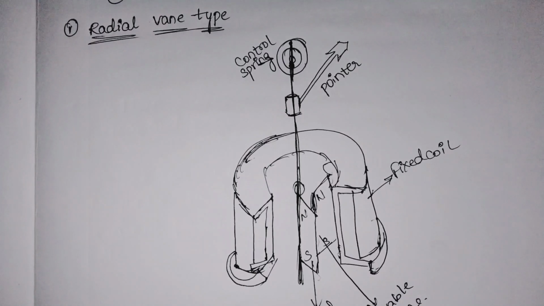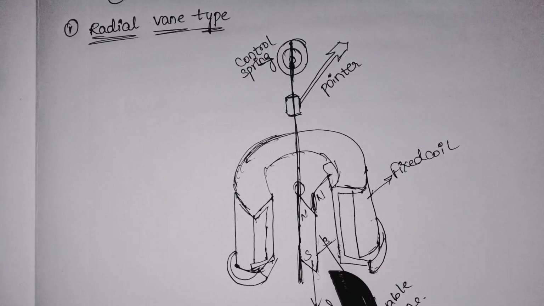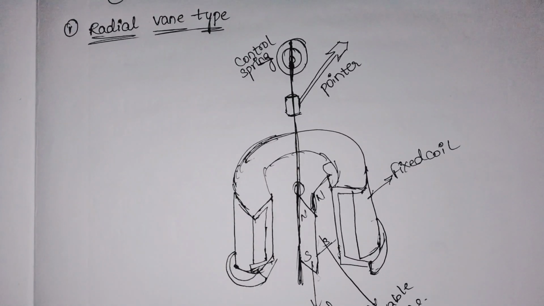Now coming to the next topic, what are radial vane type repulsion instruments? If the vanes are radial, then it is called a radial vane type repulsion instrument. Mainly this instrument consists of two strips. Strips are nothing but vanes. One is fixed and another one is movable. In this type of instrument, the deflecting torque is directly proportional to the current flowing through the coil. These instruments are the most sensitive type of instruments.